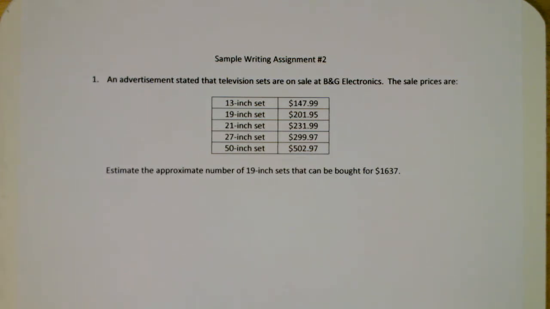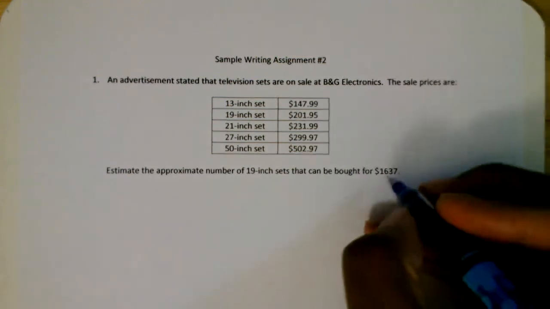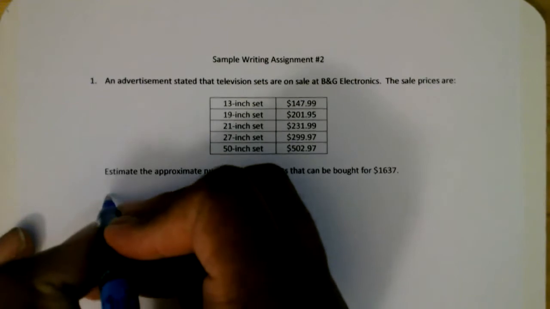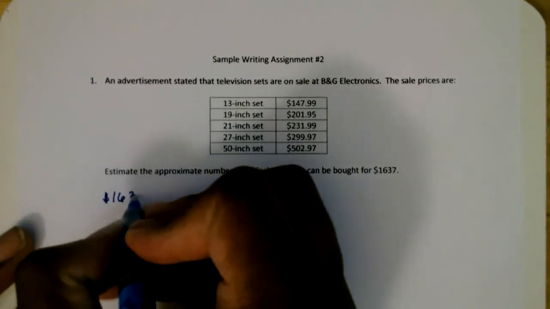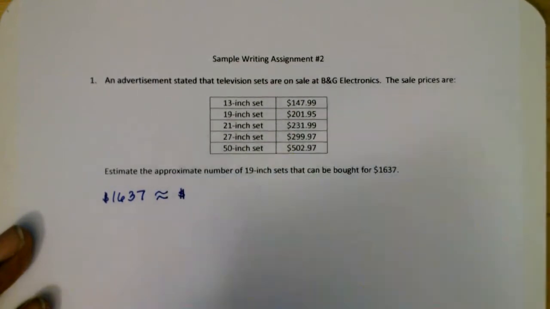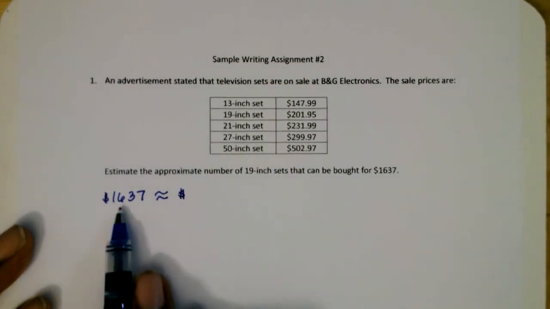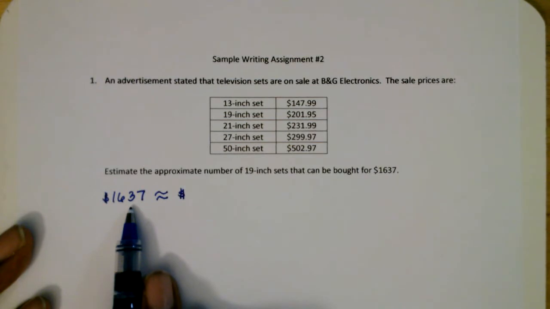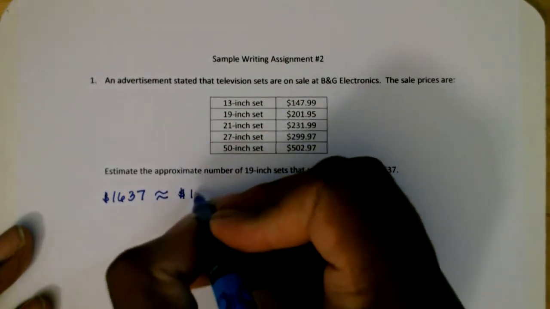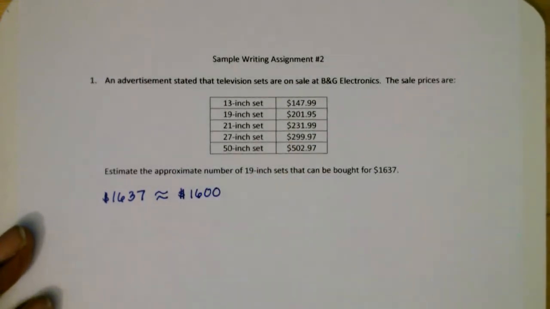All right, now let's estimate this amount of $1,637. I'm going to round this to the nearest hundred. So that means the 6 is in the hundreds place, the 3 is right behind it. That's less than 5. So I'm just going to say approximately $1,600.